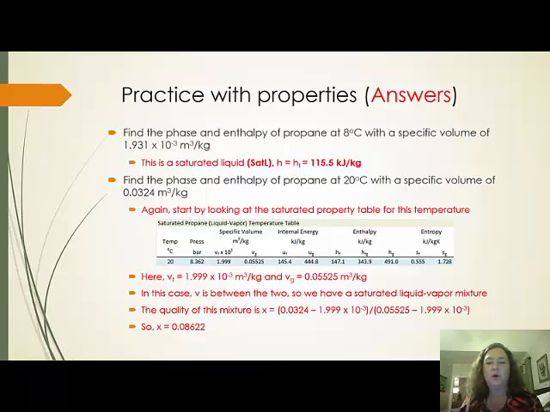So, quality, using the definition calculated here, is 0.08622. So 8.6% of this mixture is vapor, so 91.5% is liquid. To finish this up, you use that quality to determine H, using the same formula with H substituted in.